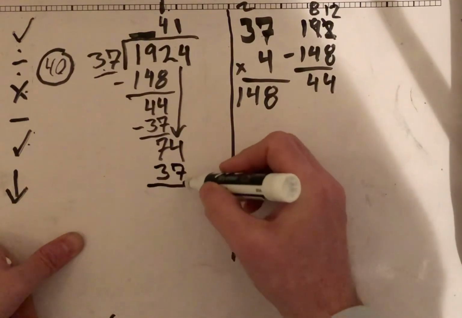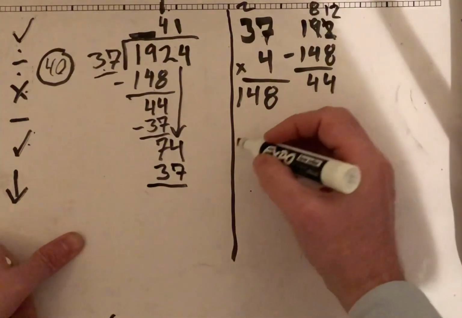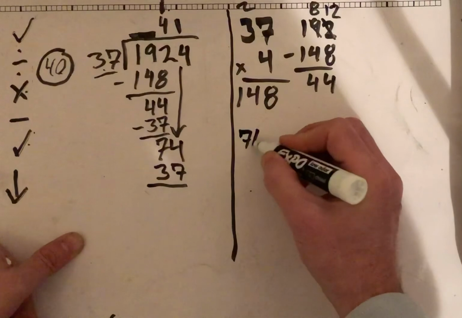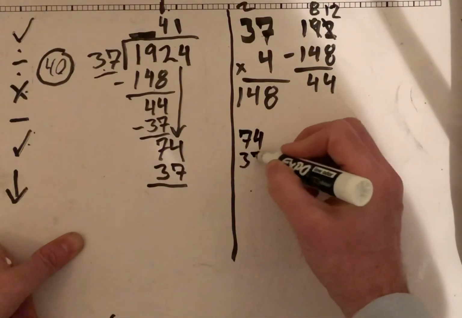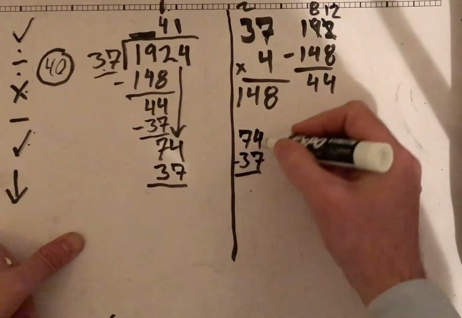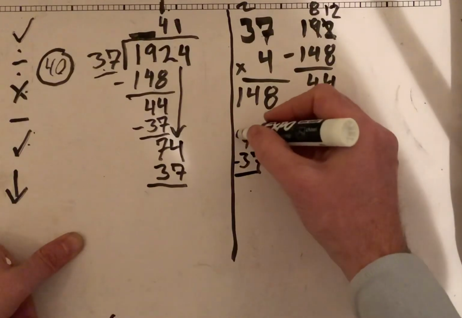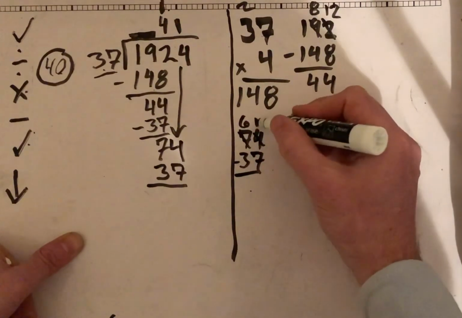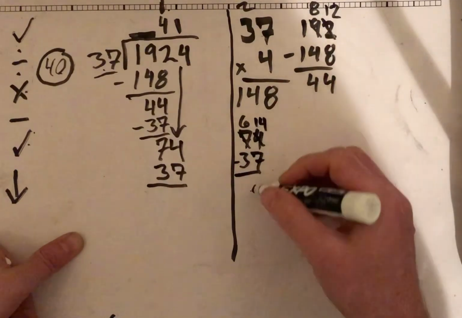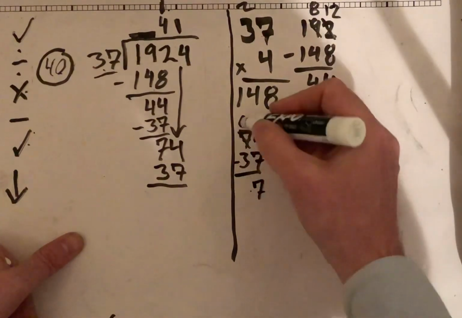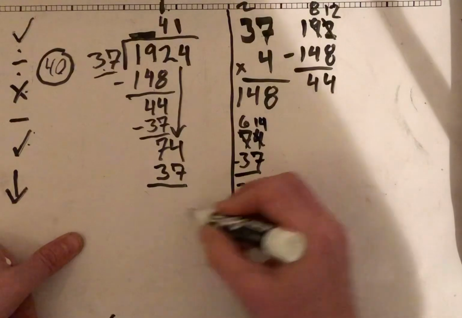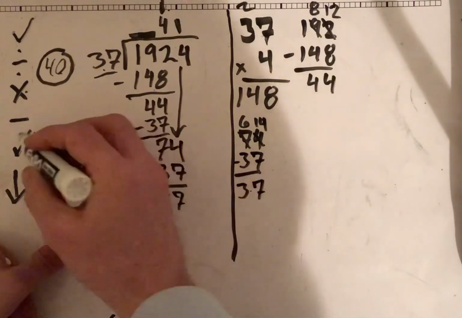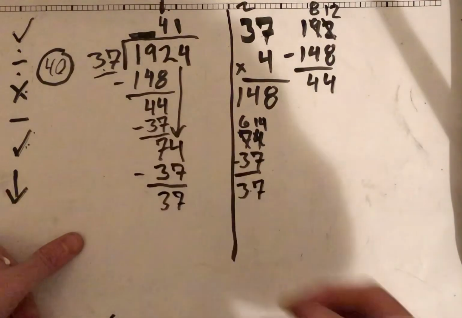And I subtract, and I'm going to have to go over here again because I've got not much room. 74 minus 37. Can't take 7 out of 4, so I'm going to change my 70 into 60 and my 4 into 14. 14 minus 7 is 7. 6 minus 3 is 3. So my answer here is 37. And so I go to my second check. Can 37 fit into 37?